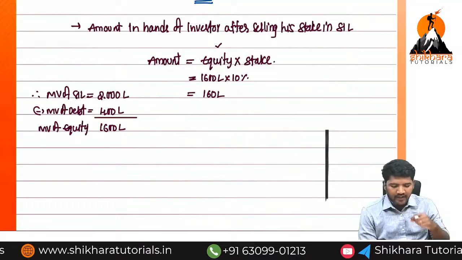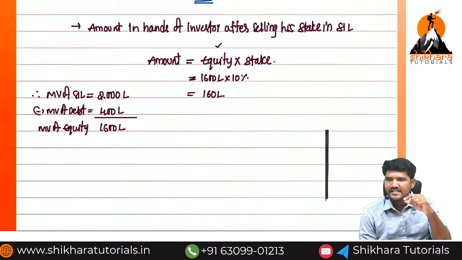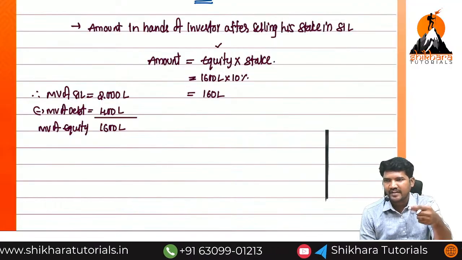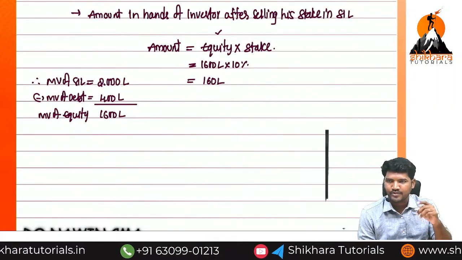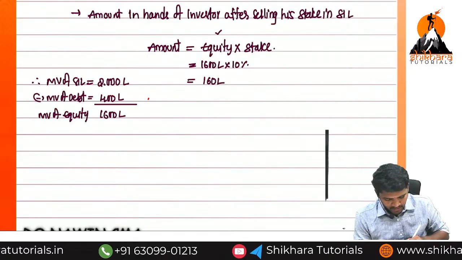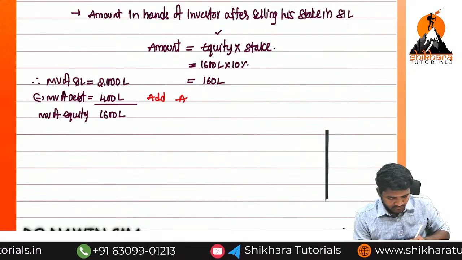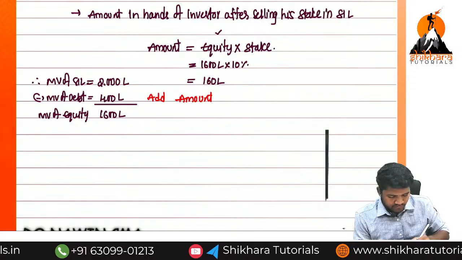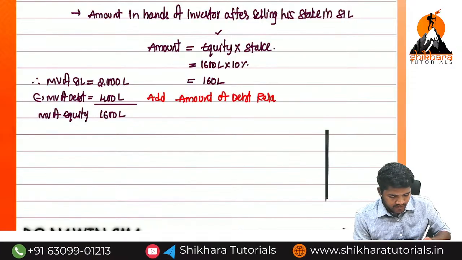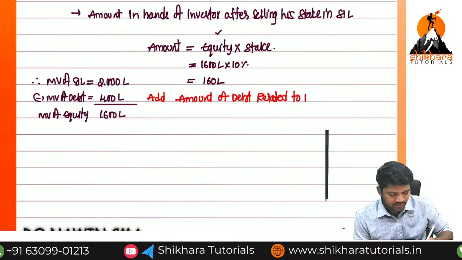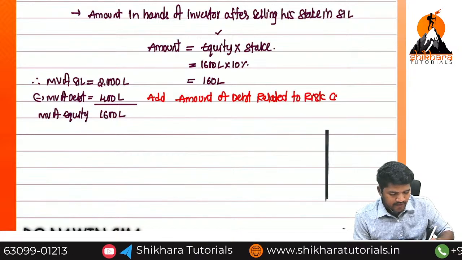Now this is not an amount ready for investment. It is just the amount I have if I sell my stake. Now as per assumption, can I take a loan from the outside? It's a risk proportion. Add amount of debt related to risk capabilities.